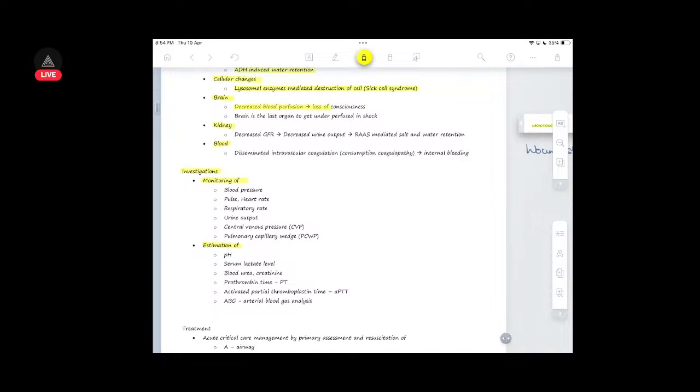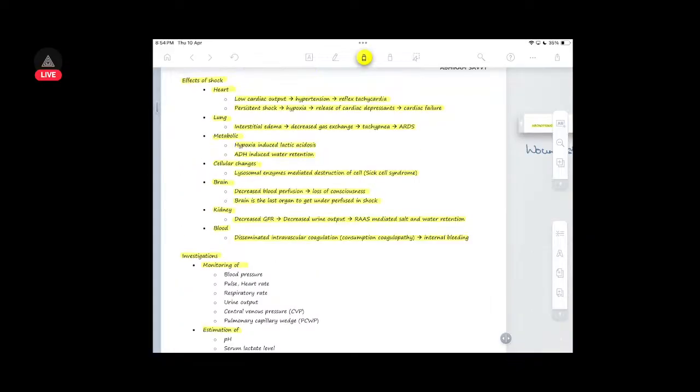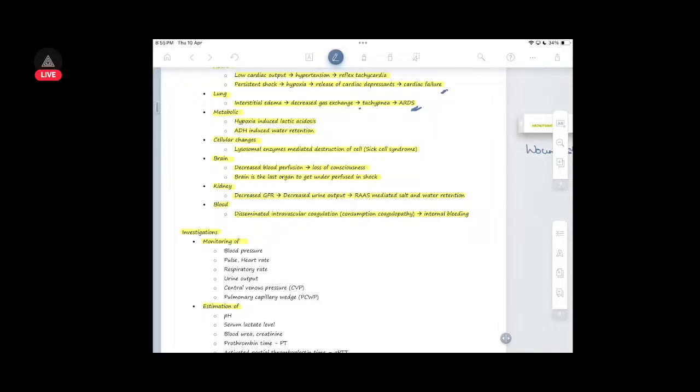In the brain, decreased blood perfusion leads to loss of consciousness. The brain is the last organ to get underperfused in shock, so it is kind of safe. In the kidney, reduced GFR and RAS-mediated water and salt retention. In blood, disseminated intravascular coagulation. Cardiac failure in the heart, and acute respiratory distress syndrome due to tachypnea.